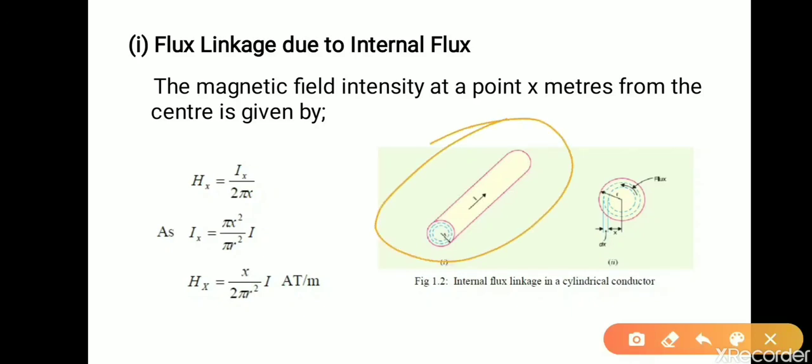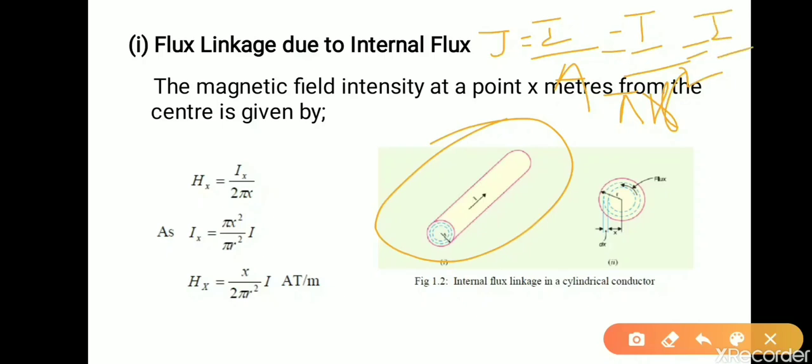Since the current density is uniform, we can say that J is equal to I upon A, where J is the current density, I is the total current flowing through the conductor, and A is the area of cross section, which will be equal to I upon pi r square, equal to I of x upon pi x square. So from this we will obtain I of x, the total current flowing inside the conductor, which will be equal to pi x square by pi r square into I.